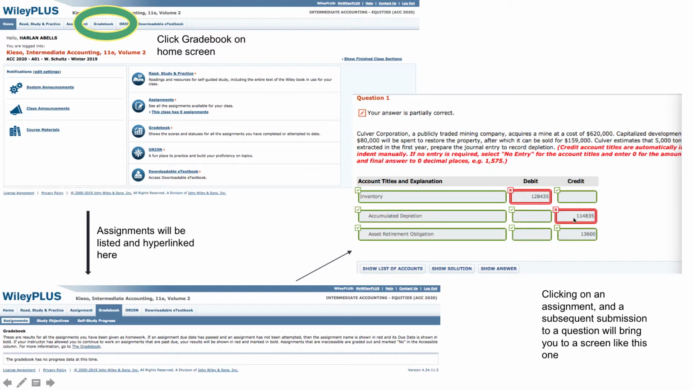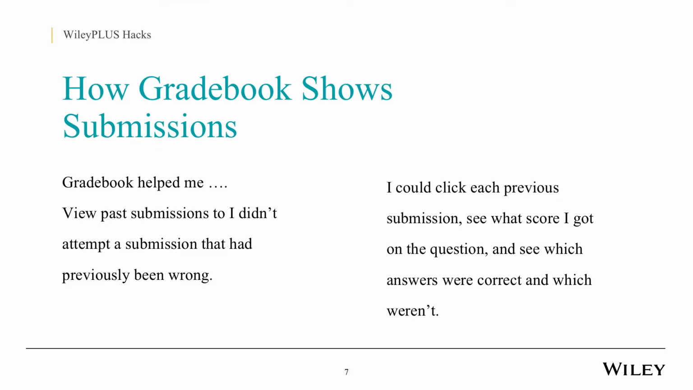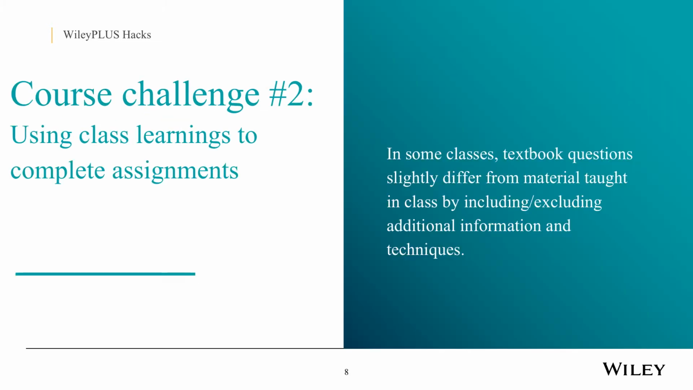So I know if I'm trying the question again, I'm not going to try 128,435 for an inventory debit because I know it's wrong. I can see that right here. It's not that this is my first try and then I forget by my third try. It's right here to see if I want it. So it lets me see past submissions that have previously been wrong. I can click each previous submission, see what I got, and see what was correct and which ones weren't.